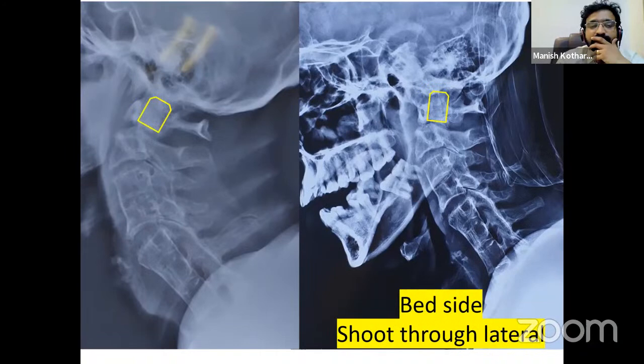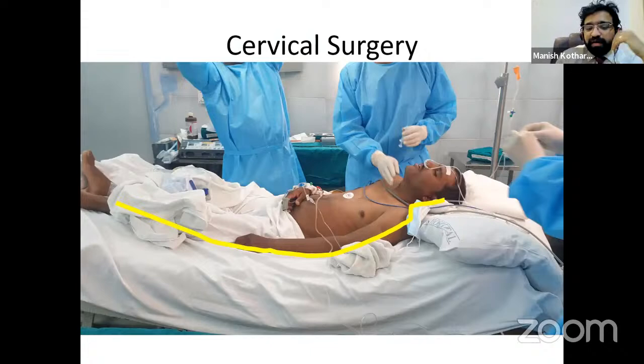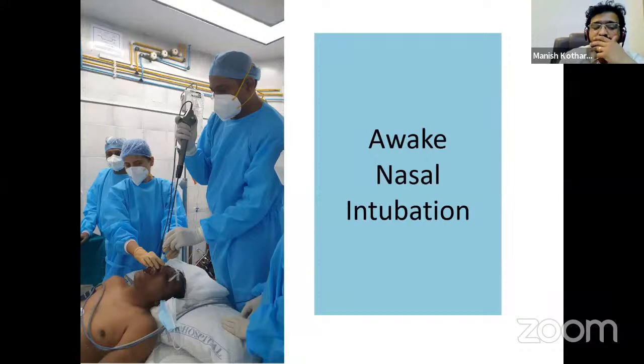Right, so these are the things, the lordosis I reduced. So then I went for anterior in this case. My planning was to go with a long plate. This is how we had to position the patient because he was fused, an entire bamboo spine. So we had to bend the bed according to the shape of his spine and give him some neck support. We went for an awake nasal intubation.